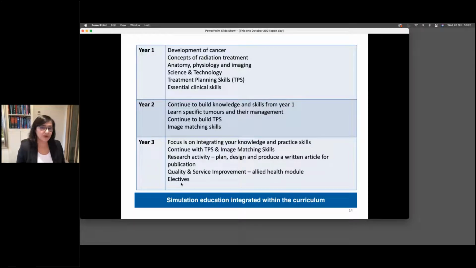You will also have an opportunity to have an elective. An elective just means an opportunity to maybe go abroad or go to a different hospital and have a look and see what they do. But electives, you will only have that opportunity if your clinical is all up to date.